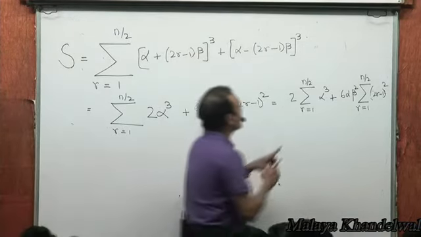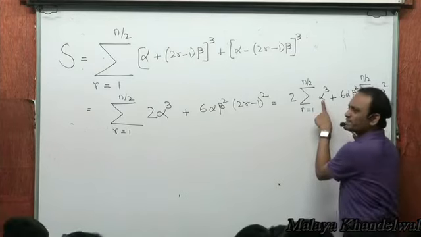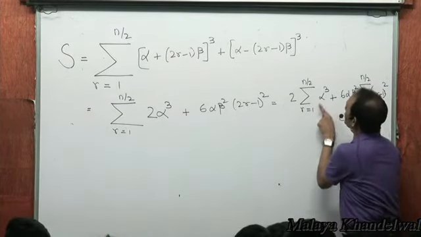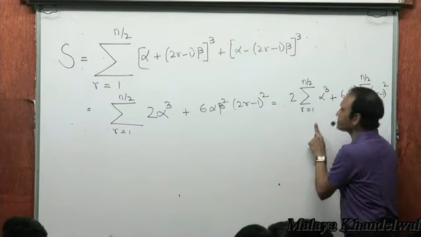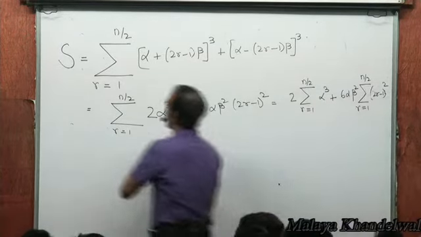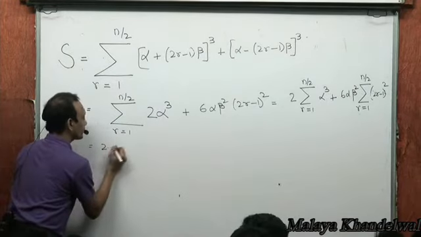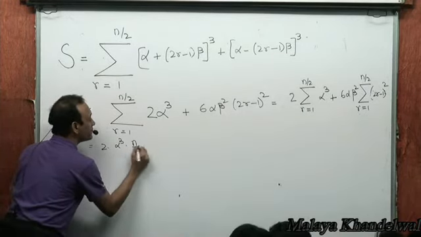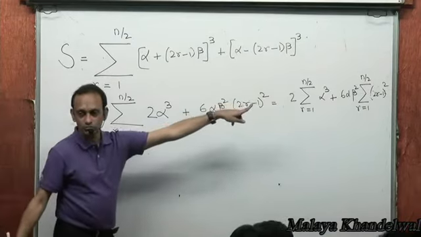Alpha cubed is independent of r. It's like adding alpha cubed how many times? N by 2 times. So this will become alpha cubed into n by 2. Alpha cubed added n by 2 times. That's the first summation, right?